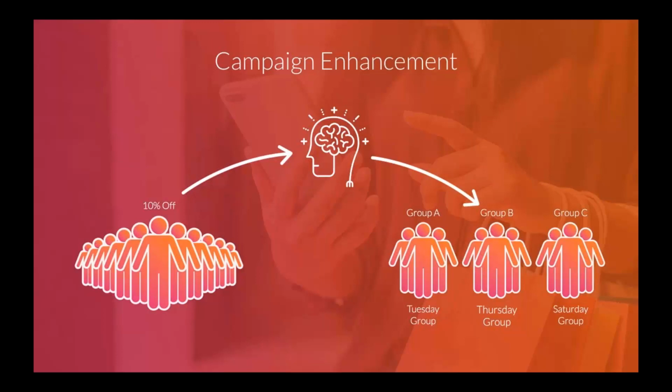So let's say, for example, that you're running a promotion for 10% off this week, and you want to send it to all of your shoppers. Pinky will watch not only what day of the week, but also what time of each day the shopper makes a purchase as a result, and it will cross-reference this against the transaction history. So Group A makes a purchase Tuesday after 5 p.m., Group B will make a purchase Thursday before 1 p.m., and Group C makes a purchase on Saturday afternoon.